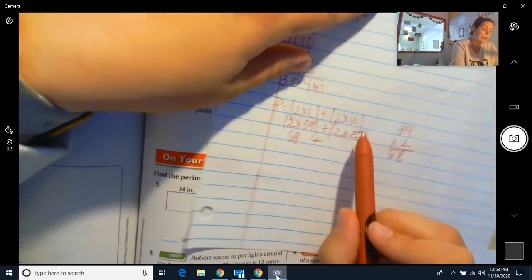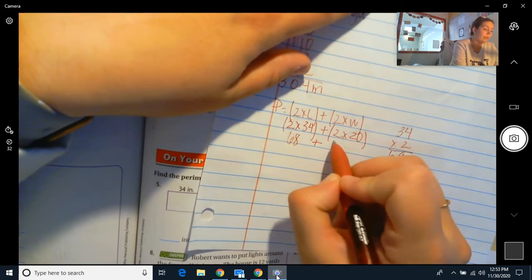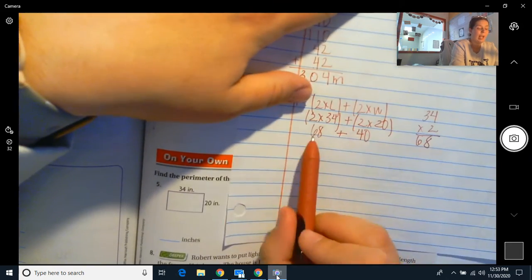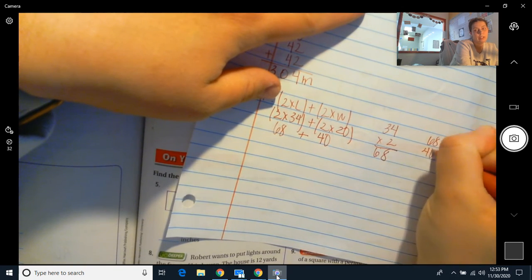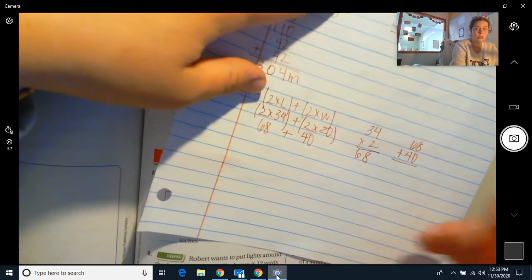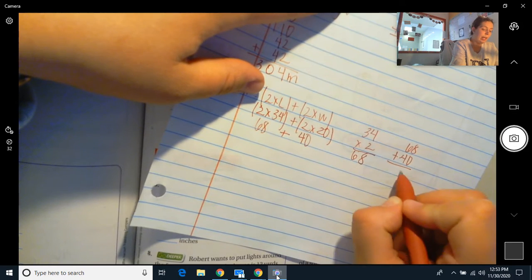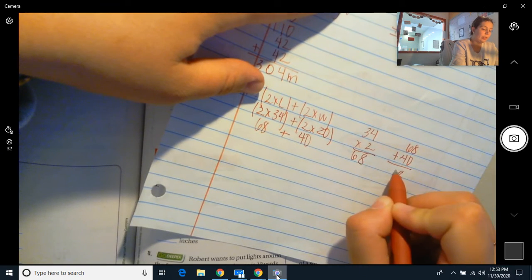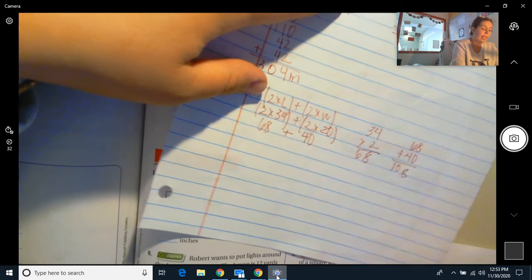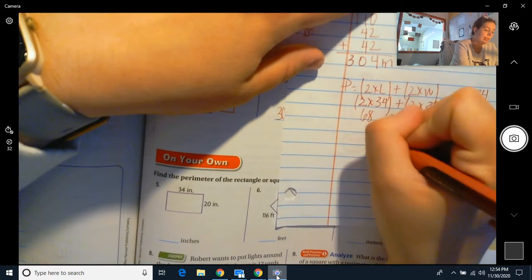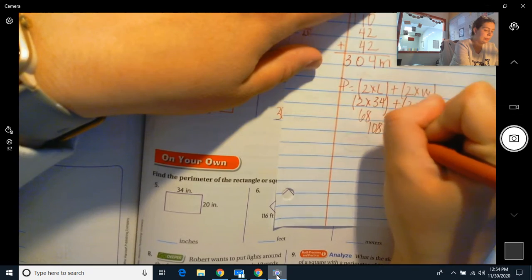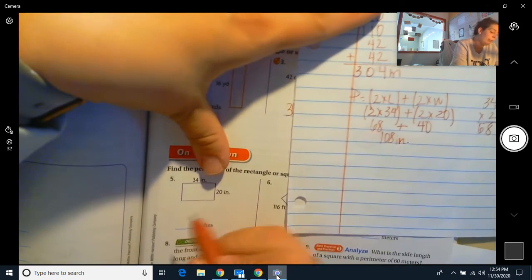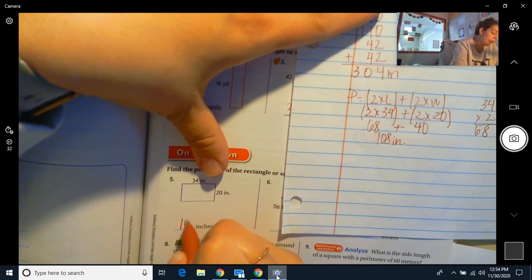Now I'm going to plus. 2 times 20 I know is 40. Then I'm going to add those two together. I'm going to write it off to the side so I can figure that out. 8 plus 0 is 8. 6 plus 4 is 10. So 108 would be my answer to this. And my label is IN, which is inches. So for number 5, my answer would be 108 inches.